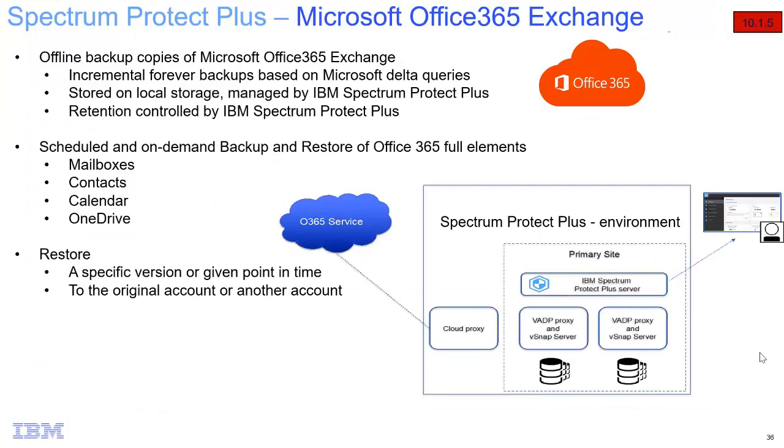So in summary, Spectrum Protect Plus's Microsoft Office 365 support gives you the ability to back up and restore Office 365 elements, including mailbox, contacts, calendars, and OneDrive. It allows you to choose which version or point in time to restore, and to either the original location or to a separate account. Thank you very much.